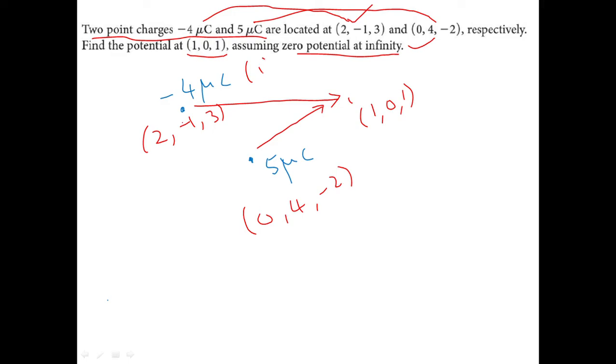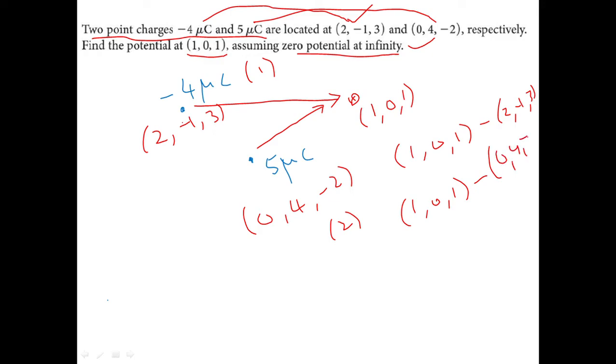Now we have to calculate what is the potential at this point, right? Suppose you consider this as the first one, or A or B, whatever it is, and this as the second one. Now how do you calculate the distance between this 4 microcoulomb and this point? So it will be final minus initial, so it will be 1, 0, 1, minus 2, minus 1, 3. Now for the second point, for 5 microcoulomb, it will be 1, 0, 1, minus 0, 4, minus 2. So calculate the distances, this distance and this distance. So we'll get some number. So then just apply in the formula. So we'll see what is there.